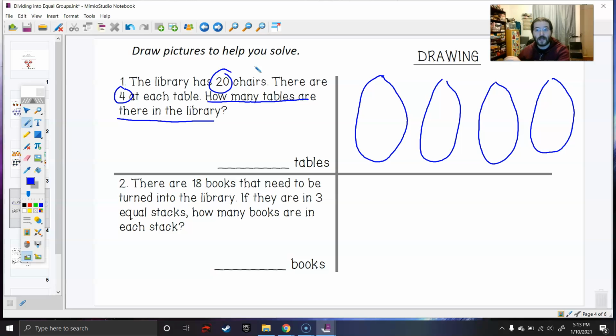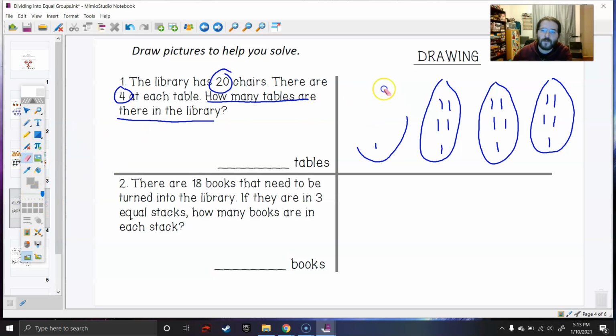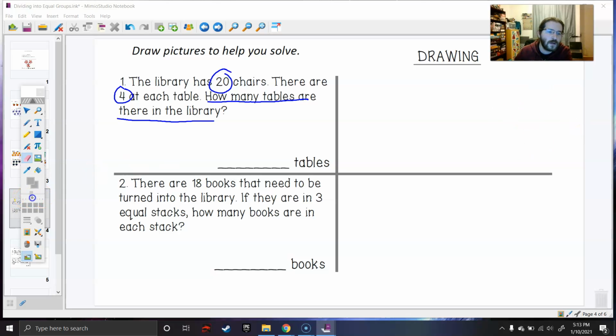So we're going to tally these like we were in last week's video lesson. All right, so go 1, 2, 3, 4, 5, 6, 7, 8, 9, 10, 11, 12, 13, 14, 15, 16, 17, 18, 19, 20. So how many tables are in the library? Oh, what am I doing? I goofed. I changed it up by mistake. Let's redraw that one. Sorry about that.